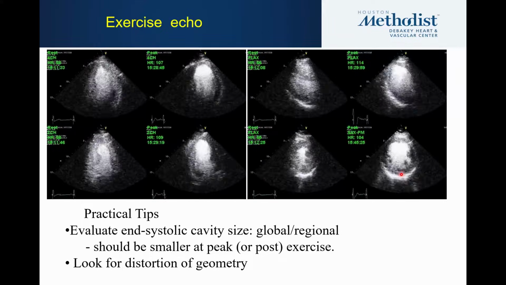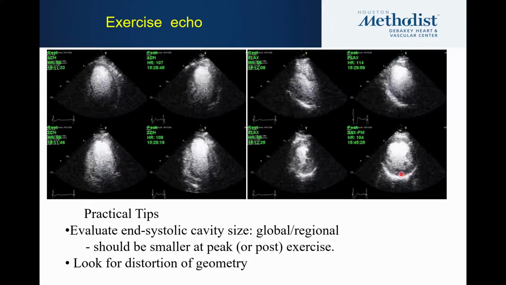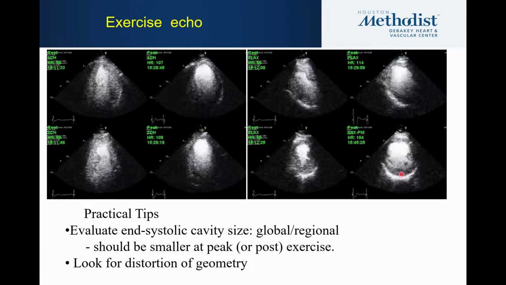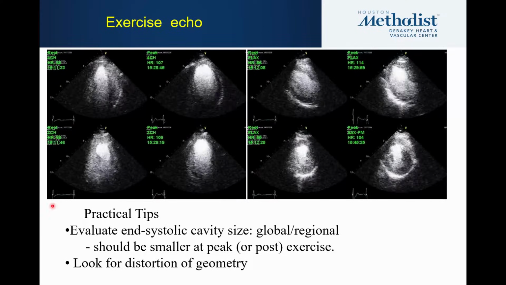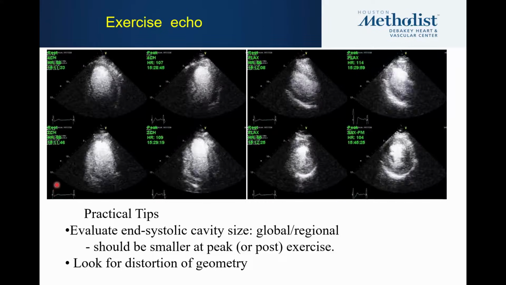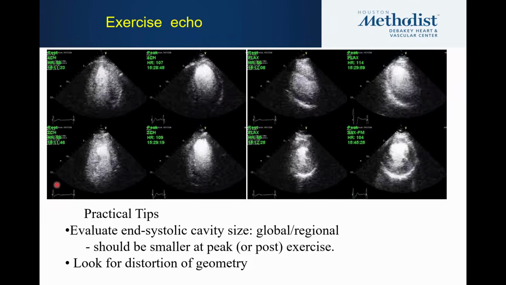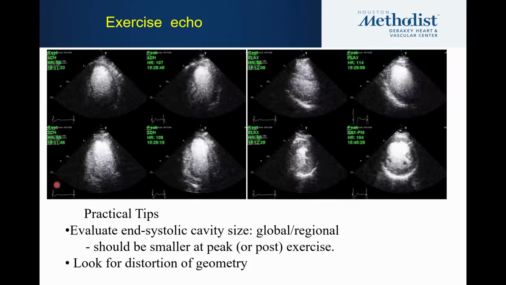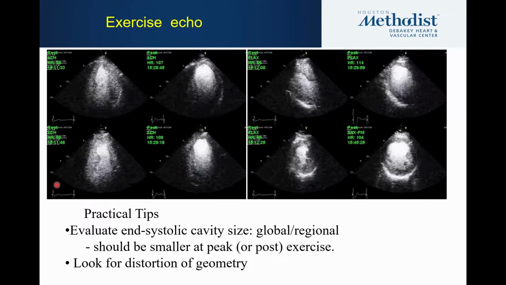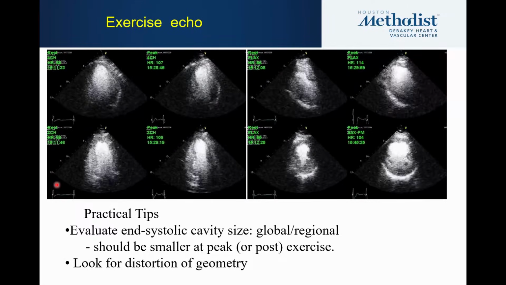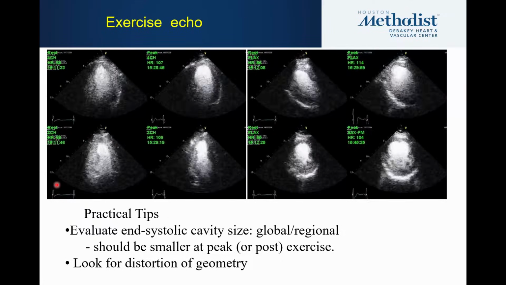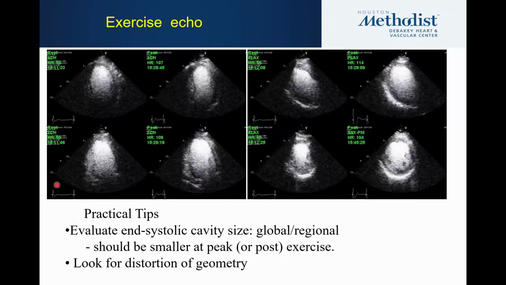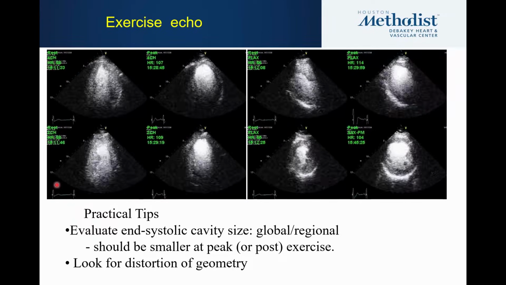And this is just another example to start looking at the how-to of doing this, okay? The practical tips. When you look at a stress echo, don't go first to look for regional changes. First, look at global. Look at how the EF appears to behave. Is it a flat response? Is it worsening EF, or is it improving EF? Pay attention to the end-systolic cavity size.